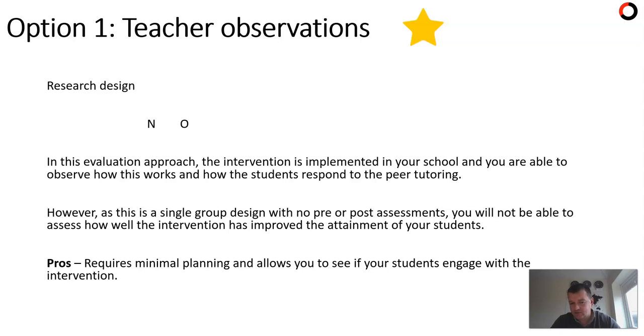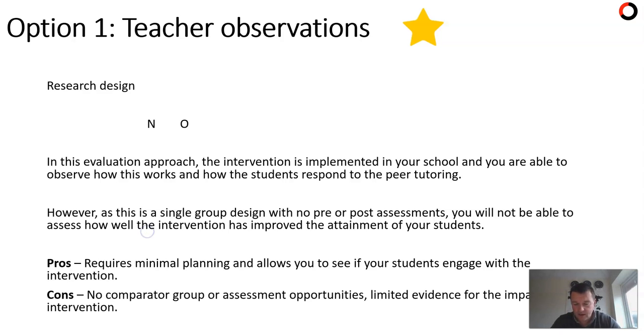So the pros to this, it requires minimal planning and allows you to see if your students engage with the intervention. So you can look at the implementation issues and just to see how peer tutoring potentially can be implemented within your school. The cons to this is that we have no comparator group or assessment opportunities. So there's limited evidence for the impact of the intervention other than it can be run in your school. So that was the option 1, which is the teacher observations.